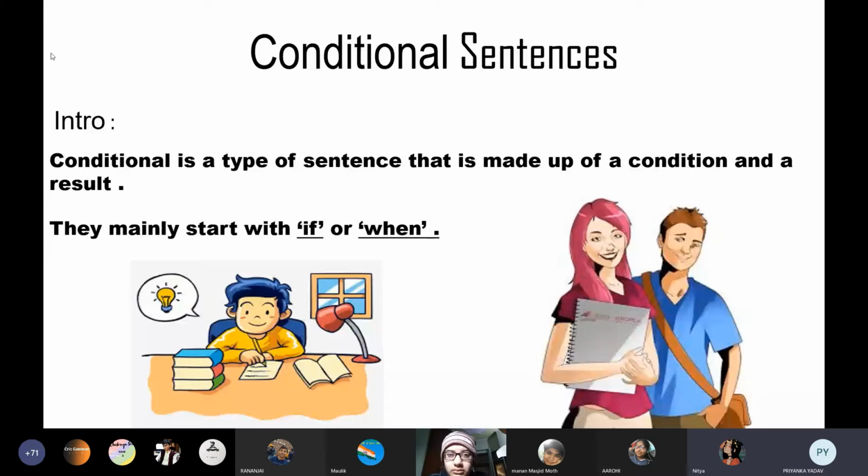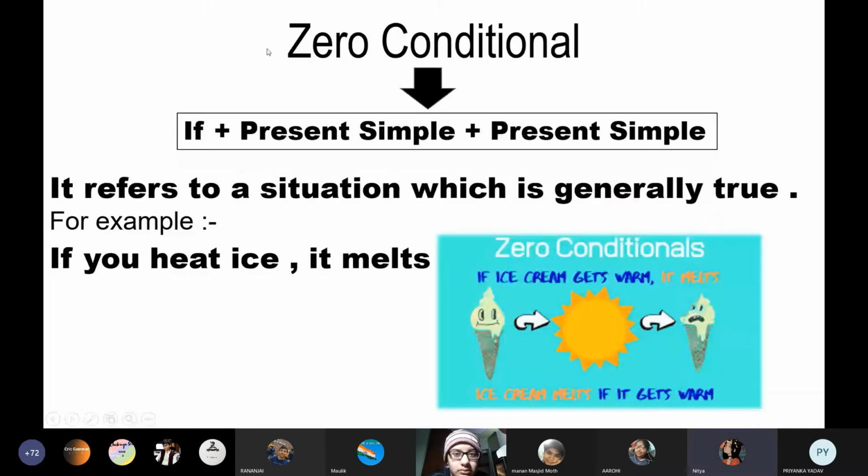Zero conditional. It refers to a situation which is generally true. Mostly, these sentences are used for explaining scientific facts or the facts which are generally true. For example, if you heat water above 100 degrees, it boils. Another example is, if you heat ice, it melts. Okay, fine. There are two clauses. The first clause is for the condition and the second clause is for the result.